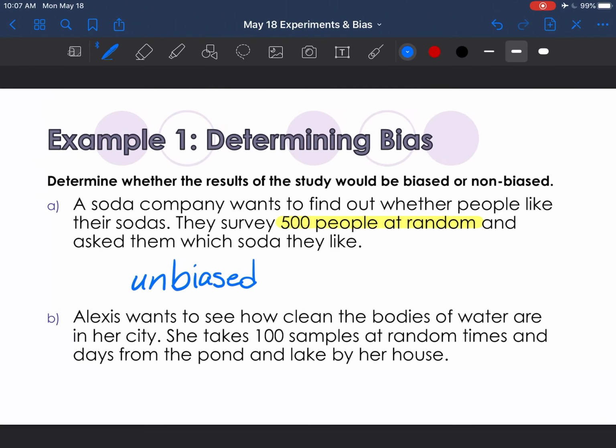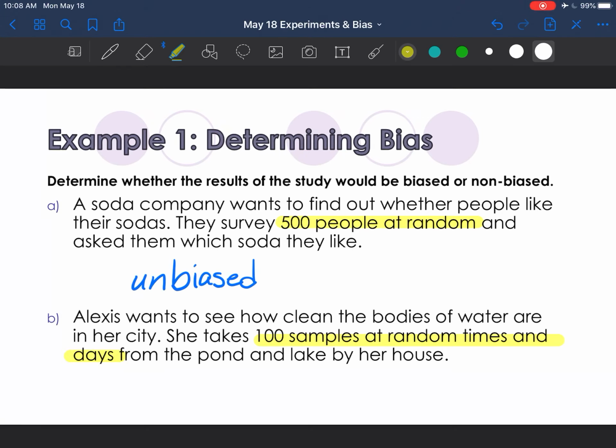The second scenario says Alexis wants to see how clean the bodies of water are in her city. She takes 100 samples at random times and days from the pond and lake by her house. So again, determining bias is usually looking at how they chose their sample. This starts out pretty good. It says that she takes 100 samples at random times and days.